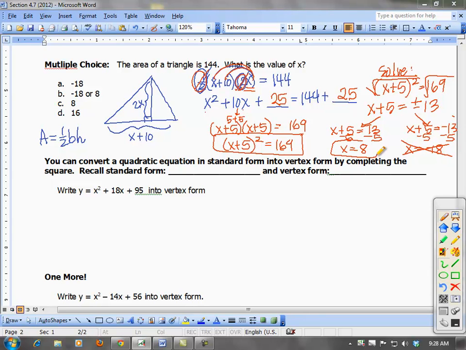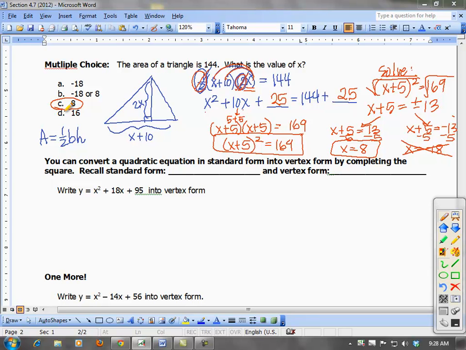And so my answer in this case is 8, which is letter C in our multiple choice. Okay, again, when we give you a context, the negatives tend to be the ones that don't work because you can't have negative side lengths, things like that. But be aware, if they don't give you a context, if they don't give you a picture or a relationship, then you can go ahead and use both of the numbers.